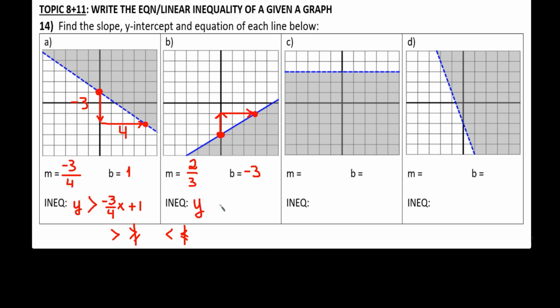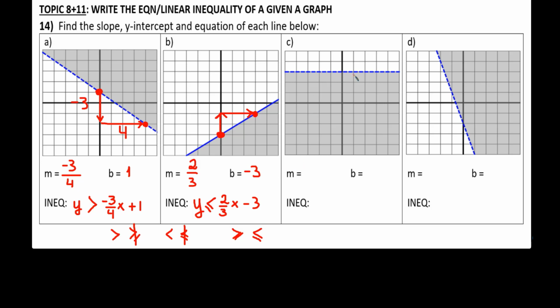So that means this would be y equals 2 over 3 x minus 3. Now the line has a dash, so that means it's either going to be greater than or equal to, or less than or equal to. Okay, now if you notice, I shaded below the line, so that means it will be less than, and I put a little dash. Okay.